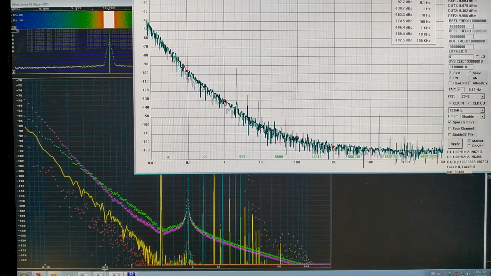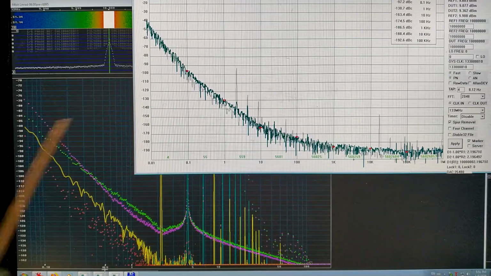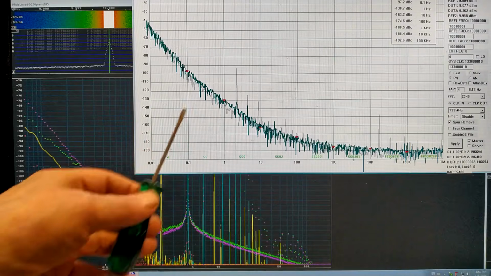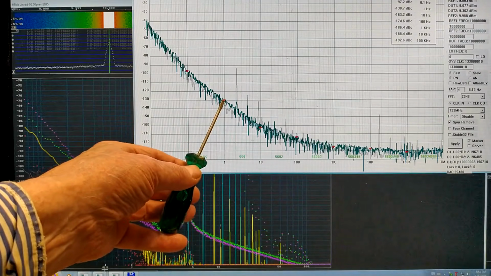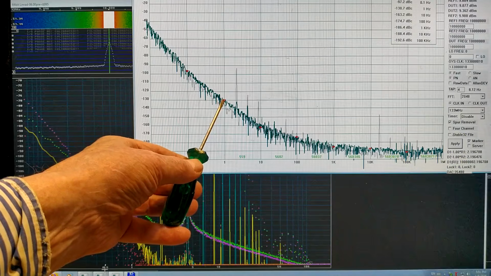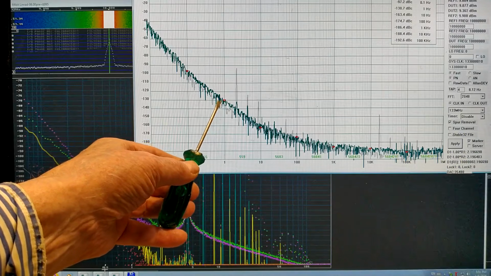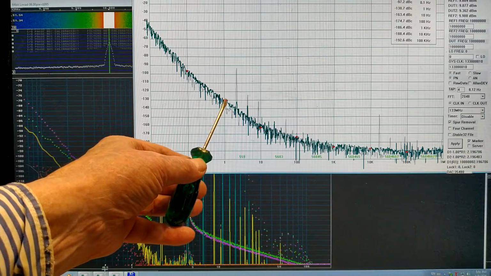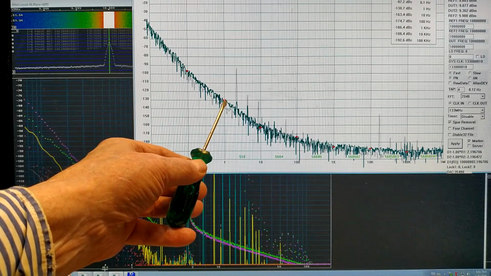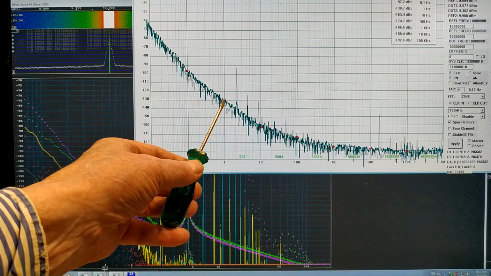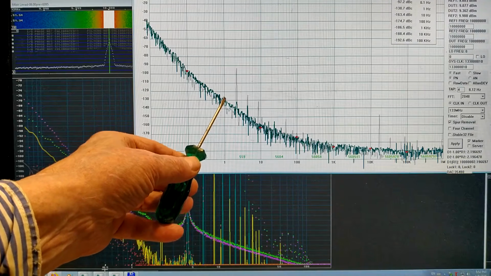I will find a permanent solution to that later on, but there are some other problems that I want to look at. I see minus 131 dBc per hertz here at 1 hertz offset. That is a little bit more than I had before. More noise, that is, I could see minus 133.